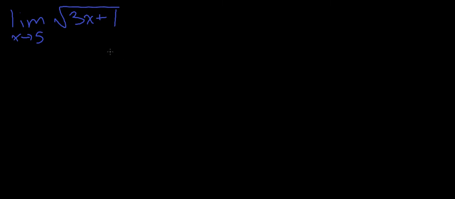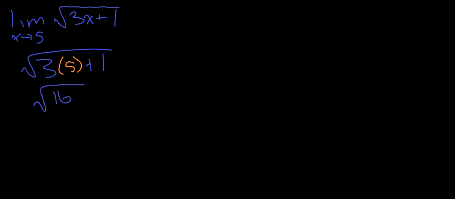So I'm going to substitute 5 into this limit. I'm going to get 3 times 5, plus 1, and that's going to be the square root of 16, which is just 4. So this limit is just 4. As x gets really, really close to 5, the y value we're getting super close to is 4.